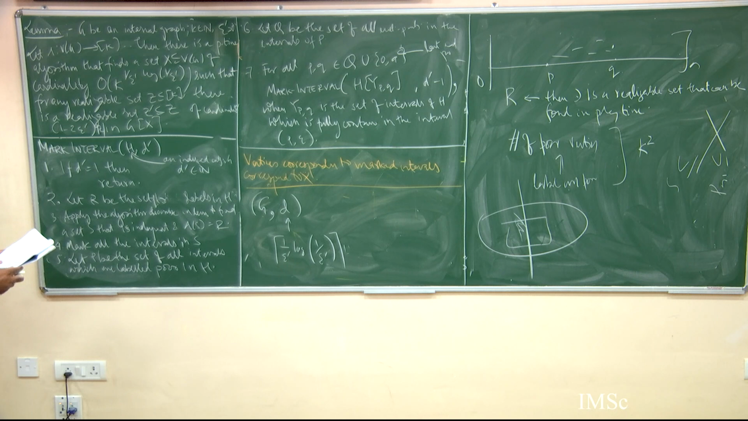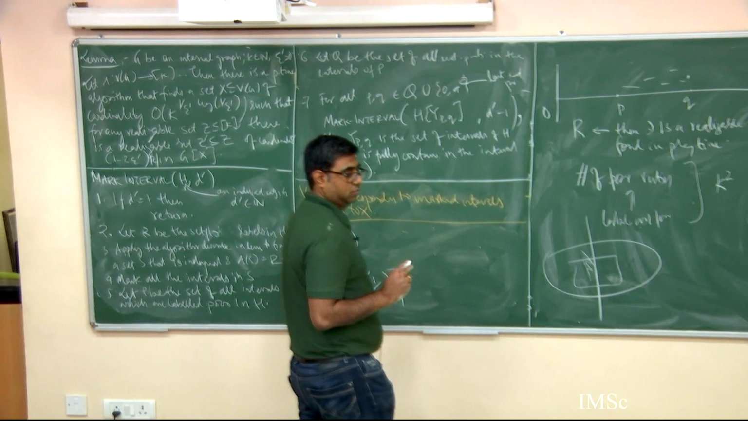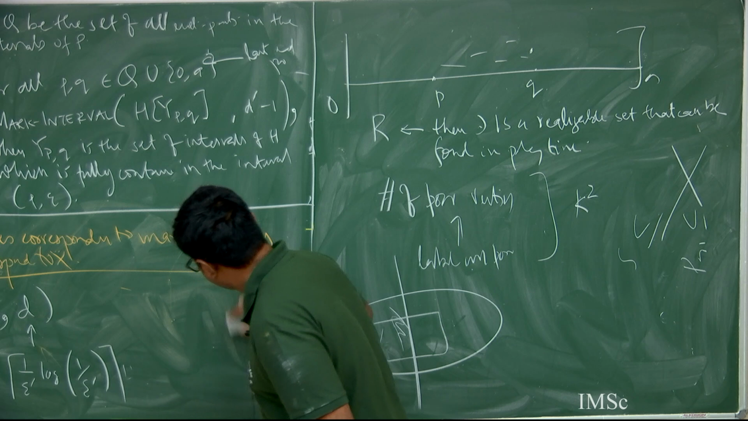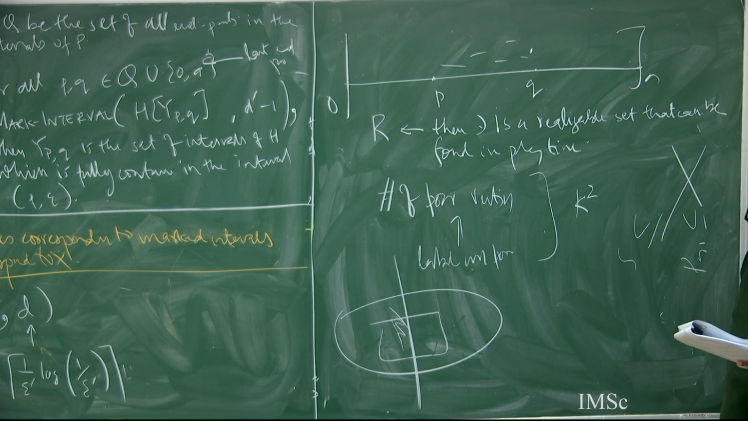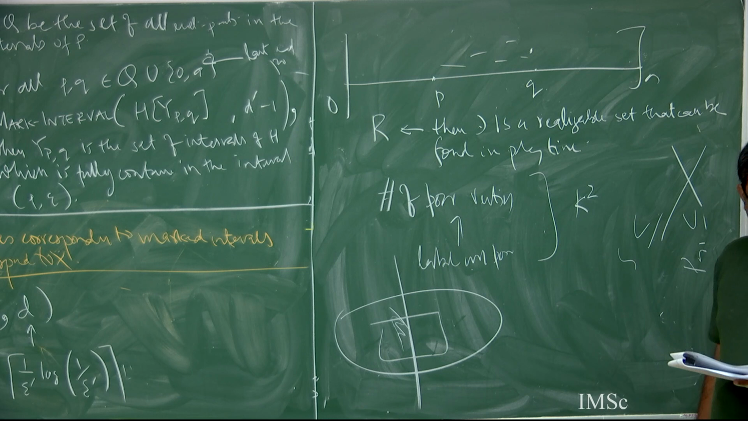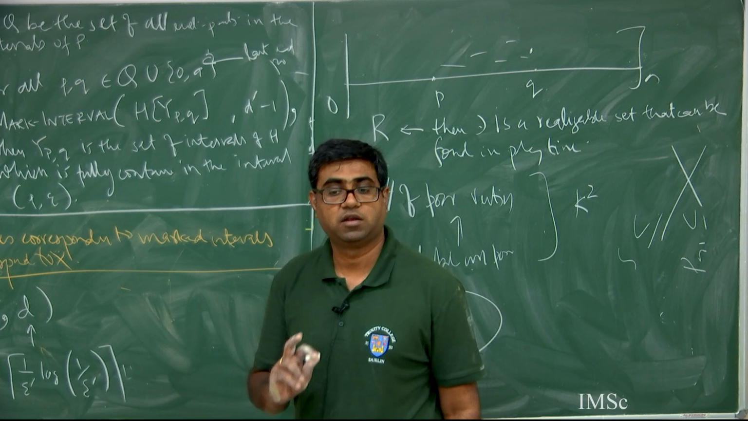How many intervals are we going to mark? At any level, how many intervals do you mark? You mark a realizable set and you mark a number of poor vertices. So basically, you mark k plus k square vertices. I'm only interested in first bounding the number of marked intervals.